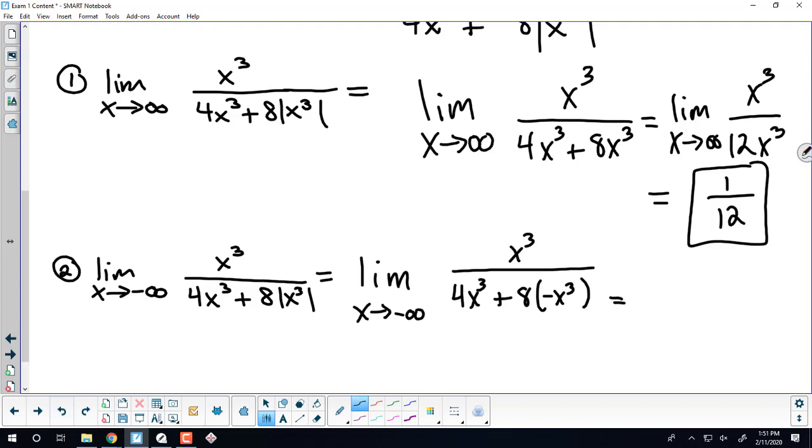Okay. So then this limit, we write it here. We've got 1x cubed on top, -4x cubed on bottom. So that limit will be what? Yeah, -1/4.